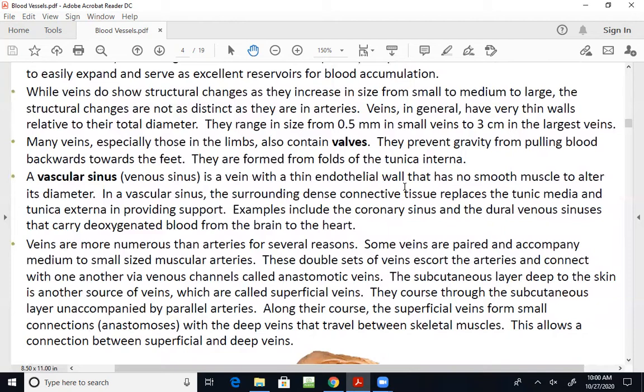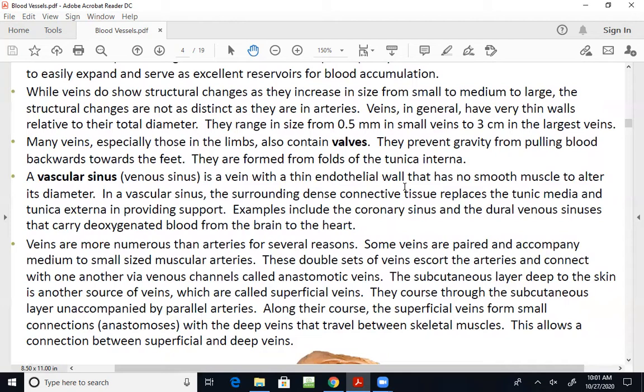In general, veins have very thin walls relative to their total diameter. We talked about that on the first page, ranging in size from 0.5 millimeter in our small veins to 3 centimeters in our largest veins, like the vena cava. That would be over an inch because 2.54 centimeters are in an inch. So we're talking about pretty good sized blood vessels like the vena cavas.